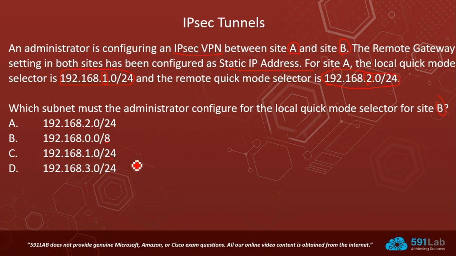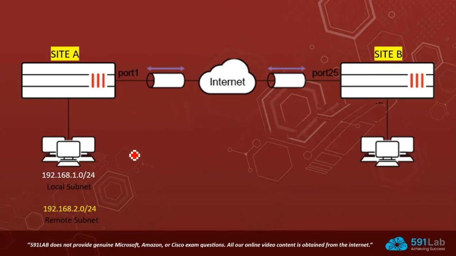Okay, let's understand the correct answer with a proper diagram. Now you can see here site A and site B are connected using IPsec tunnels, and both ends are configured with static IP addresses. At site A, the local quick mode selector is 192.168.1.0/24 and the remote one is 192.168.2.0/24. The question is asking what the local quick mode selector is for site B. We don't have any details for site B. How do we find the local quick mode selector for site B, and what is a local quick mode selector?